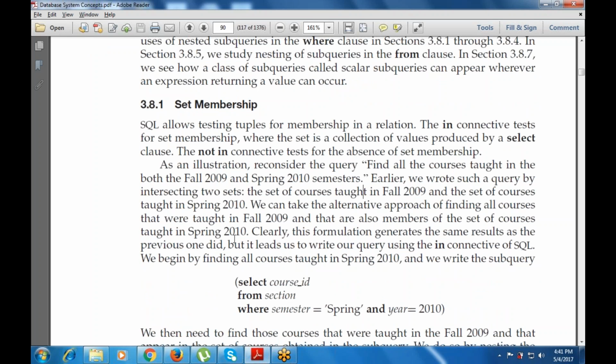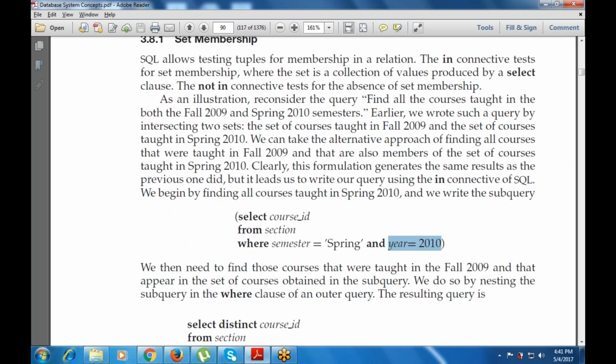Earlier we wrote such a query by intersecting two sets: the set of courses taught in fall 2009 and the set of courses taught in spring 2010. So we use the ID, that is, select course ID from section where semester equals spring and year equals 2010. We need to find those courses that were taught in fall 2009 and that appear in the set of courses obtained in the subquery.